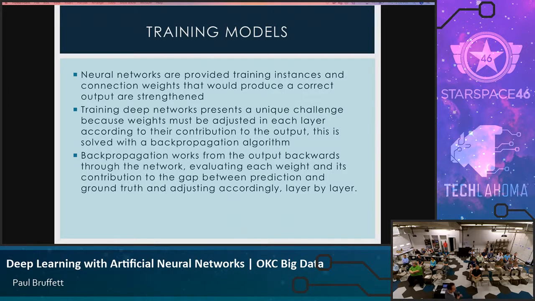So training models. Neural networks are provided training instances, and the connection weights that would produce a correct output are strengthened. So what it does is it starts out and calculates the answer. We just randomly initialize all the weights with random numbers. There are different distributions that you use depending on your problem, and different numeric distributions have been shown to work. But at the end of the day, it's just random numbers, right? And the very first time, we send our features through and see what prediction we get out. And of course, at the beginning, it's wrong because it's all random.